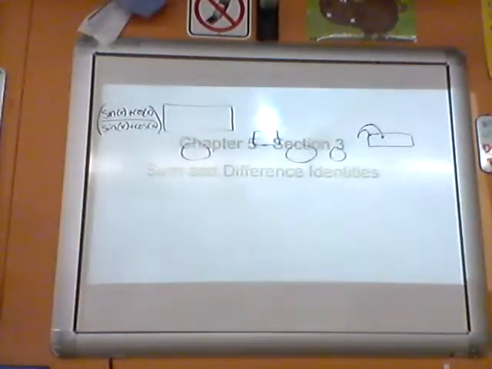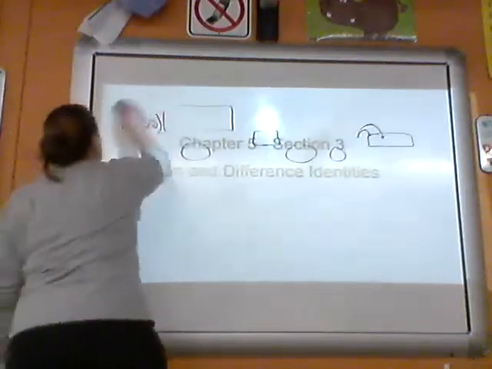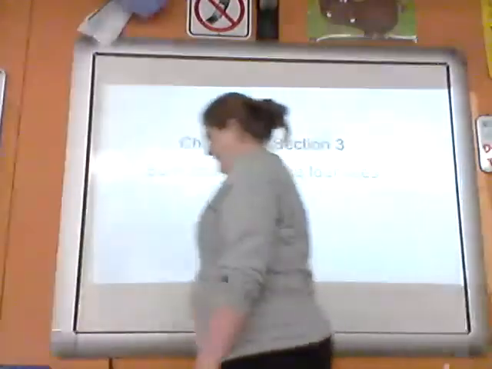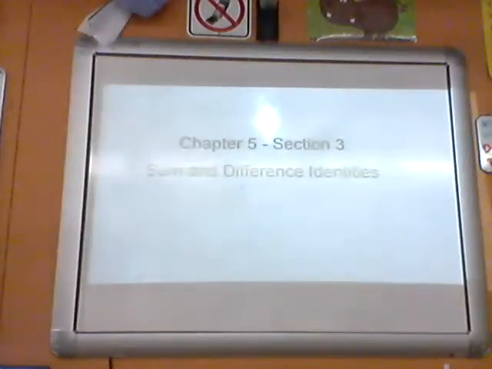Sum and difference identities. So, chapter 5 is all about proofs. So, sorry.